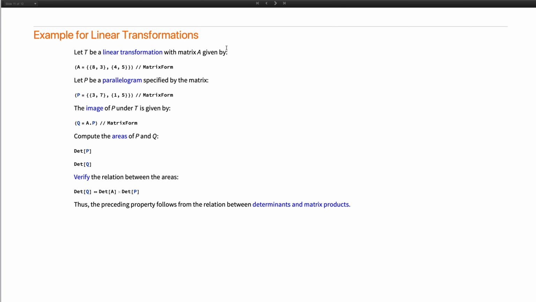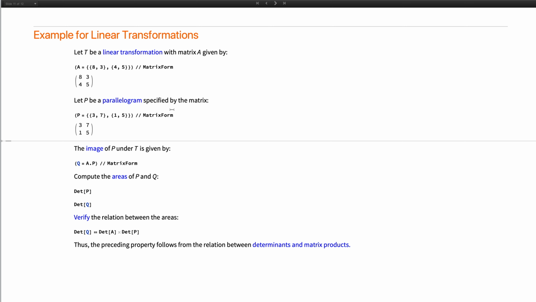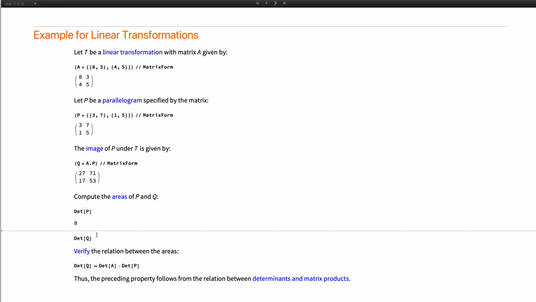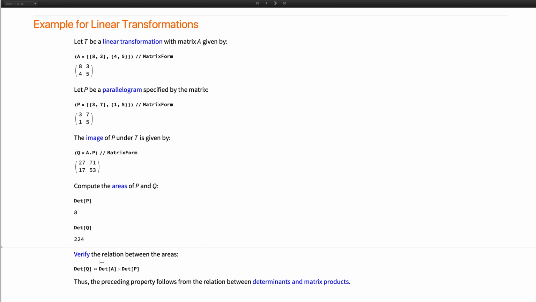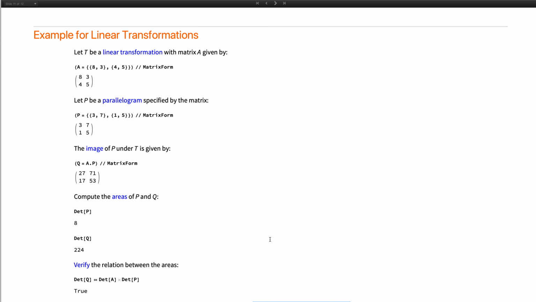As an example of that, let's say you have a linear transformation given by a matrix A over here. Work out the image of P under the transformation. Compute determinants, and you can now check the relation between these three. So the determinant of Q, the image, is the determinant of A times the determinant of P. Let's check that over here. The main point is that in this case, you can think of the properties following from the determinants of matrix products.